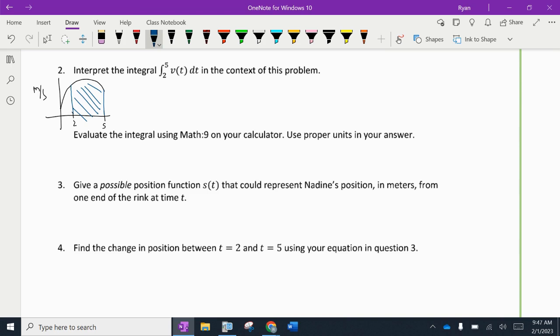All right, let's talk about the numbers 2 and 5. What does that represent? Starting and ending in seconds, that's the dt. Whatever is at the end, what you're integrating with respect to, that'll give you the label on your upper and lower bound. So from 2 to 5 seconds, Nadine's, the label here is going to be meters.